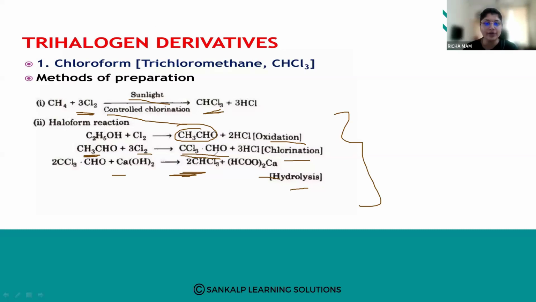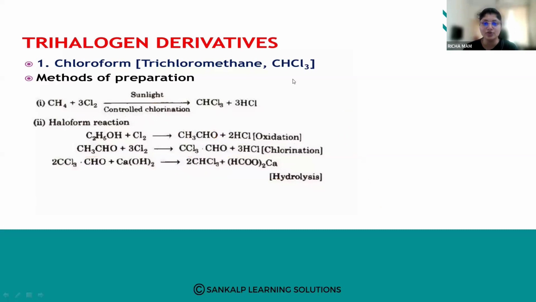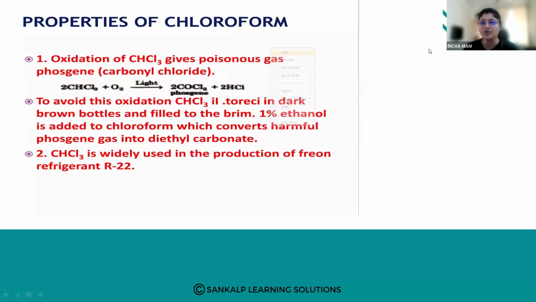And what are we going to obtain? We are going to obtain the chloroform. Okay, so these are the three steps. So this is the method of preparation of chloroform. So please remember the examples. So for example, for dihalogen derivatives, dichloromethane, and this is trihalogen, it is trichloromethane. Then what are the properties of chloroform?